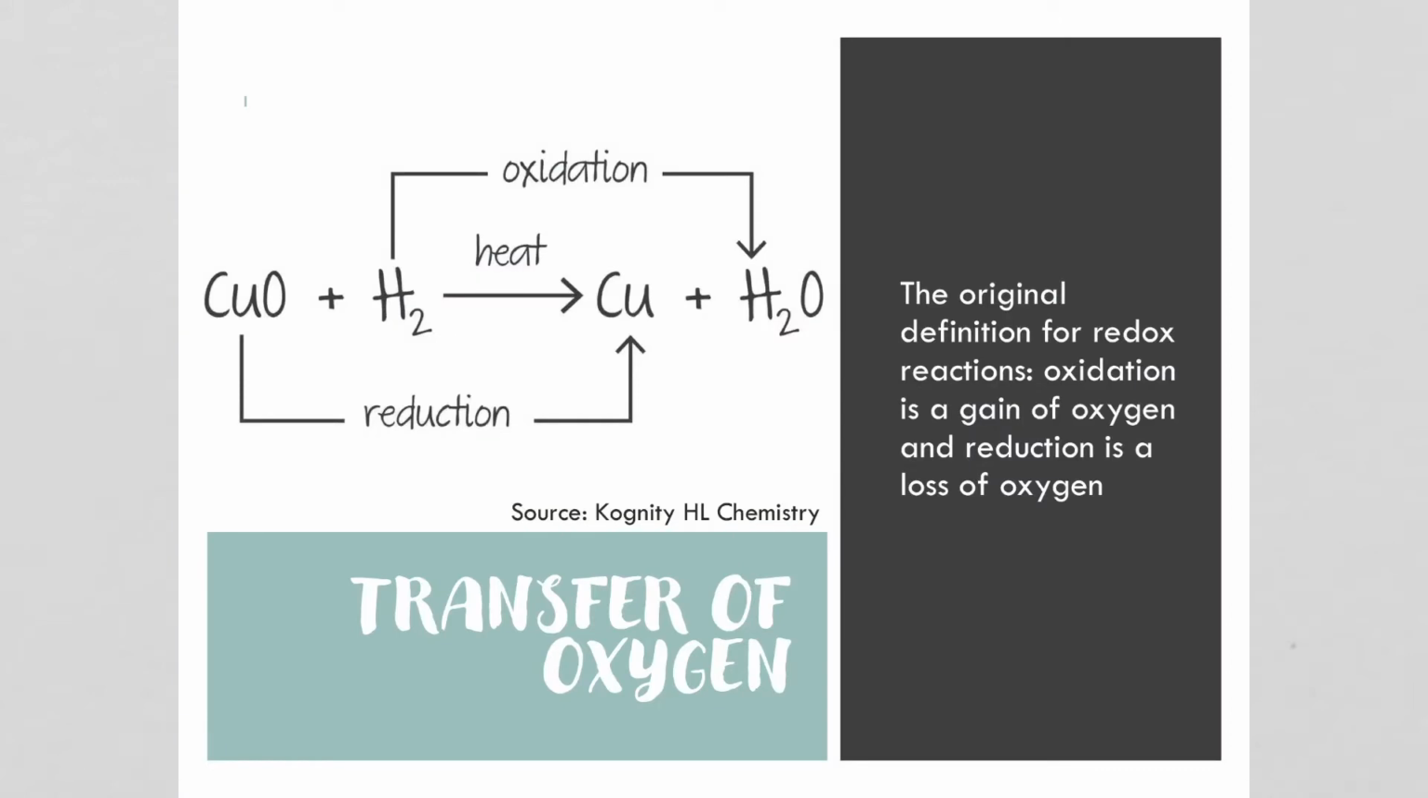Redox reactions can involve the transfer of oxygen, and that's the original definition for redox reactions: oxidation is a gain of oxygen and reduction is a loss of oxygen. So that's where oxidation and reduction is coming from. In this example, copper 2 oxide is being reduced to copper, so it's losing oxygen, and then hydrogen is being oxidized, gaining oxygen to become water. So that would be an example of a redox reaction that involves the transfer of oxygen.